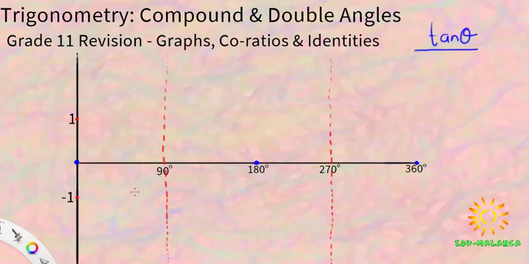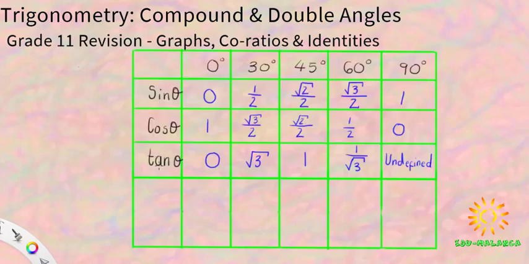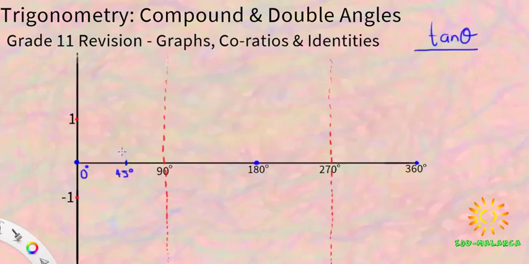That means we need to define more values. Let's start over here between 0 degrees and 90 degrees. Let's go halfway and pick 45 degrees. We can check 45 degrees on this table. The tangent of 45 degrees is equal to 1. Let's draw it in our graph at 45 degrees, which is about halfway. You're going to have 1.